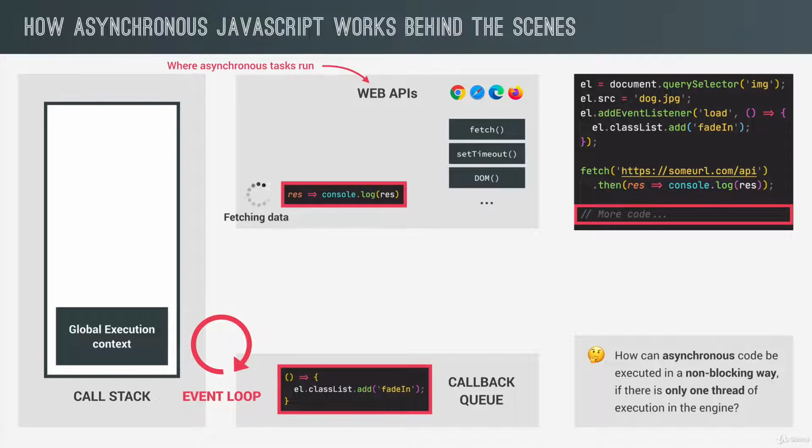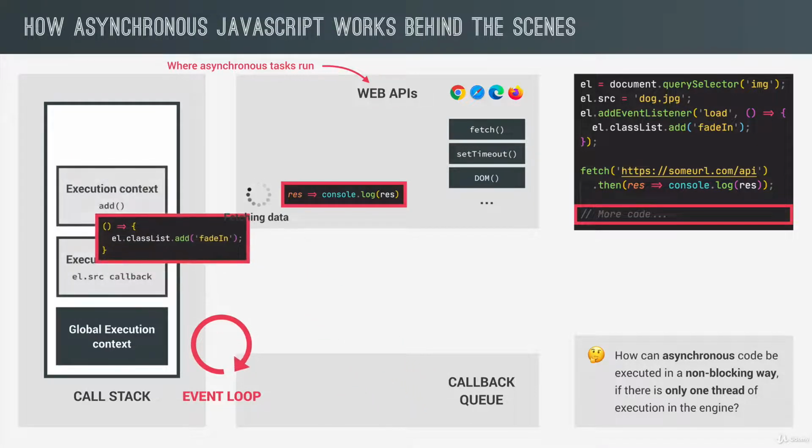So here is what the event loop does. It looks into the call stack and determines whether it's empty or not, except of course for the global context. Then if the stack is indeed empty, which means that there is currently no code being executed, then it will take the first callback from the callback queue and put it on the call stack to be executed. And this is called an event loop tick.